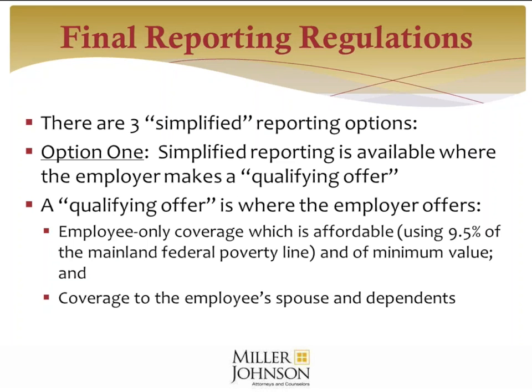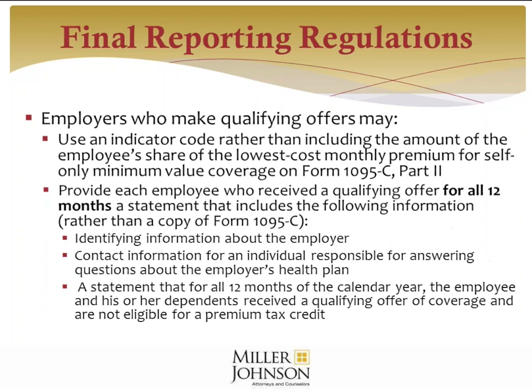And a qualifying offer is if you offer employee-only coverage, which is affordable based on the federal poverty line safe harbor. You also have to offer coverage to employee spouses and dependents. Now again, the pay or play penalty just says you have to offer coverage that's affordable using any of the safe harbors, and you actually don't have to offer coverage to your employee spouses. But if you want to qualify for this simplified reporting, you need to make sure that it's affordable based on the federal poverty line and that it's offered to employee spouses and dependents.